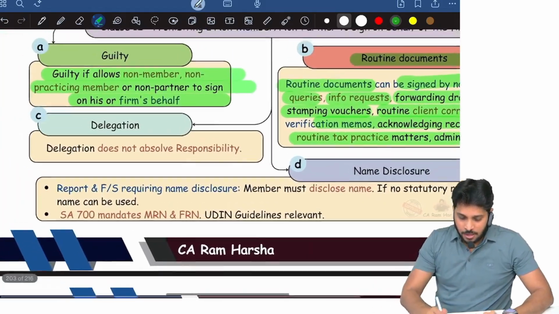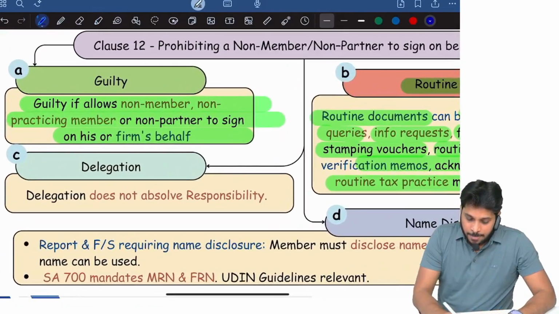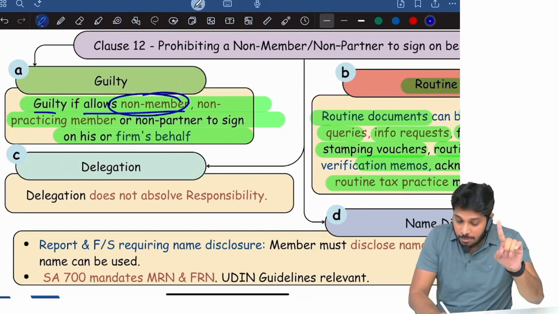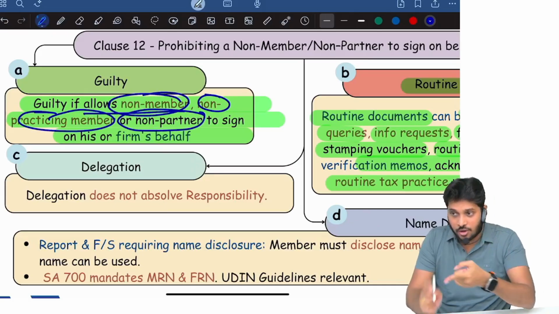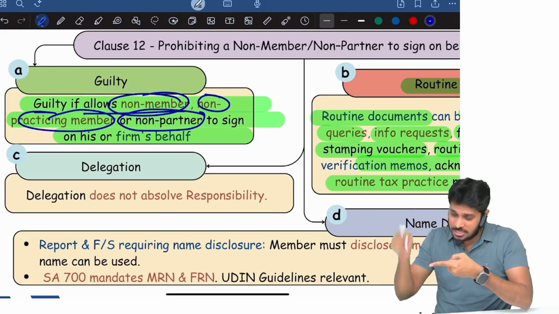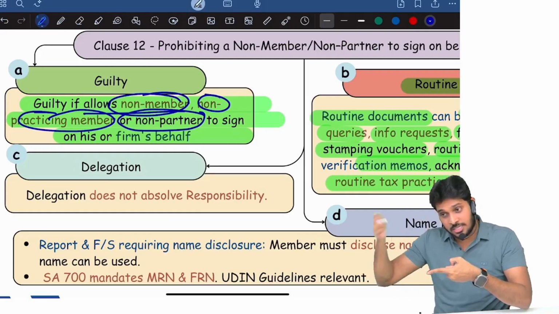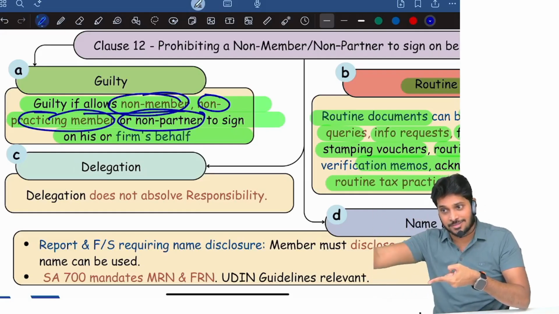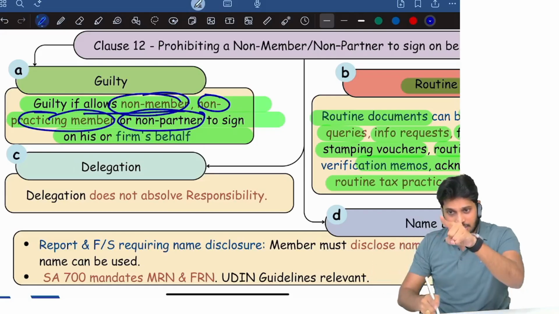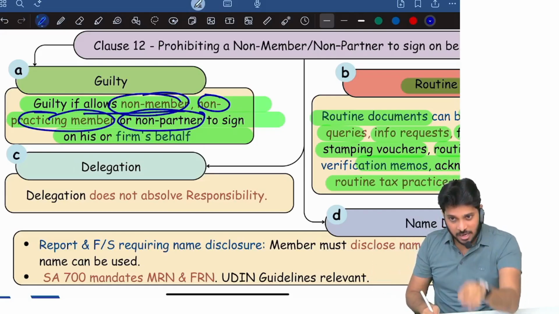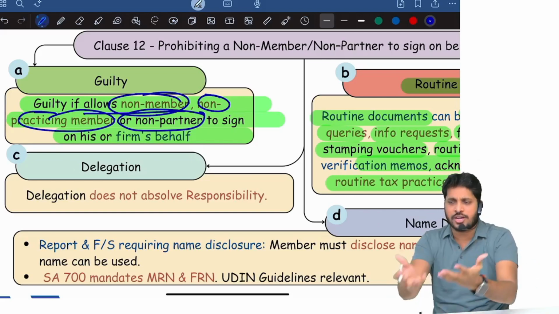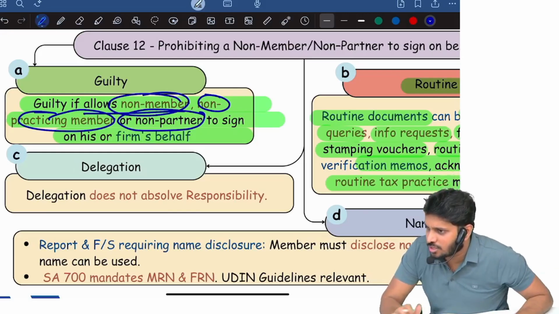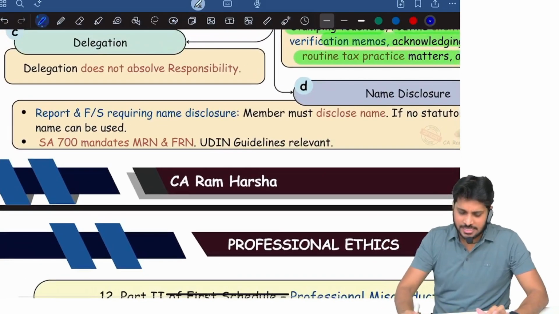You know, who can sign? You see here, guilty if at all you are allowing a non-member, a non-practicing member or even a non-partner. Suppose he is a partner but not a member of ICAI. Suppose he is a partner and member of ICAI but not in practice. Getting it? So he must be a member of ICAI, he must be a partner of your firm, he must also be in practice. Only then you can allow them to sign in your name, not an issue. In your name means the firm name, that's the meaning. Clear, all of you? Next.